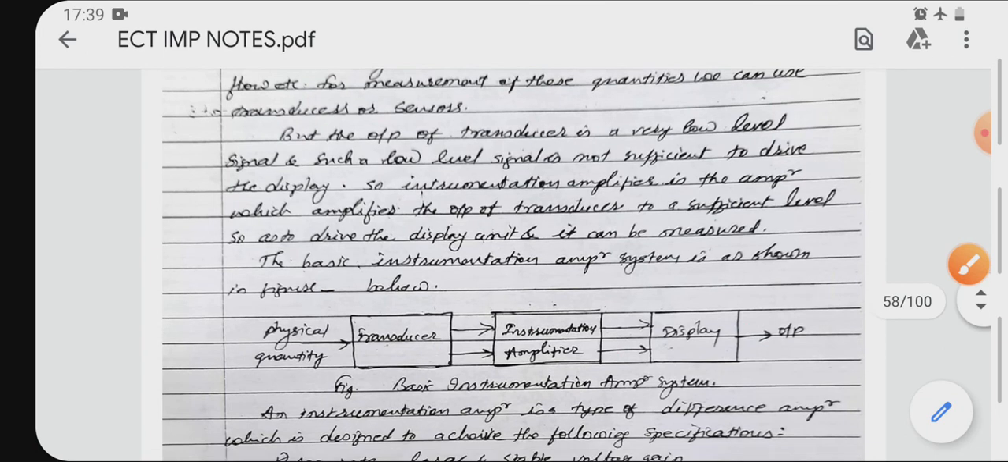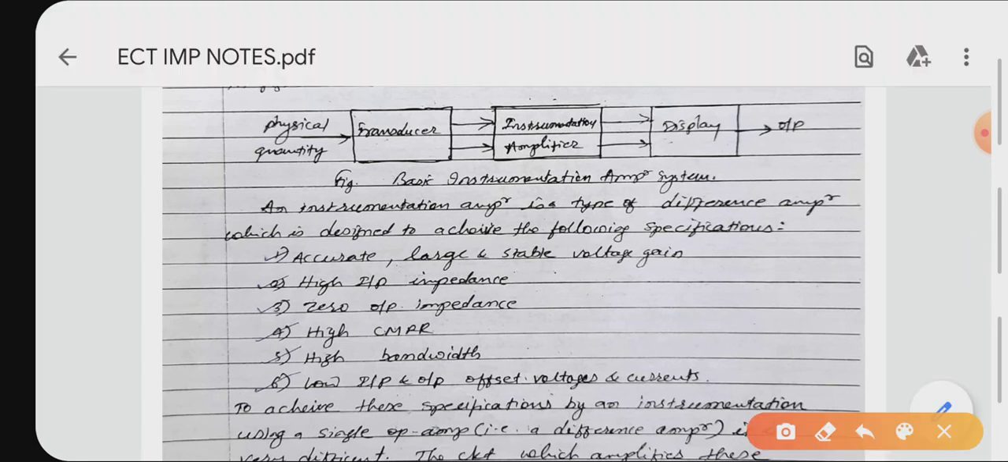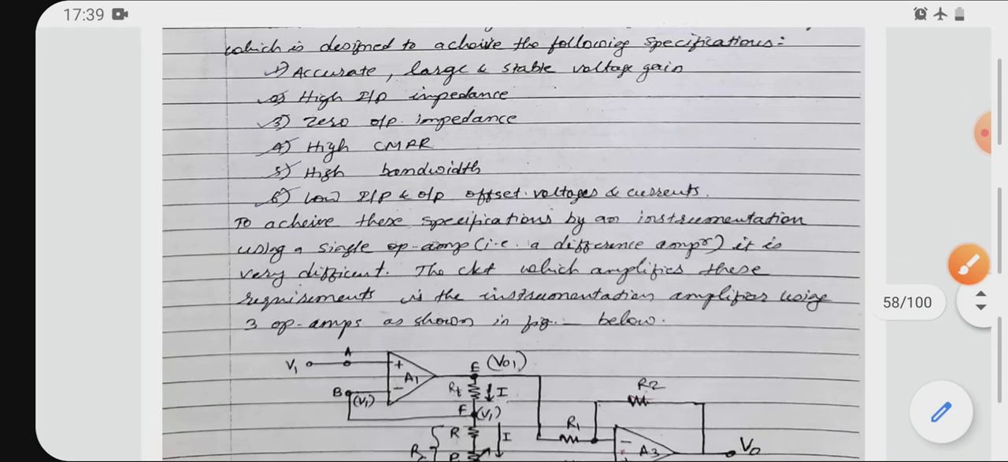Whatever the requirements of an ideal operational amplifier, those requirements are the same for an ideal instrumentation amplifier. That means an instrumentation amplifier should have accurate, large and stable voltage gain. It should have high input impedance, zero output impedance, high CMRR, high bandwidth, low input and output offset voltages and currents. You know the ideal characteristics of op-amp. All the characteristics are the same for an instrumentation amplifier.